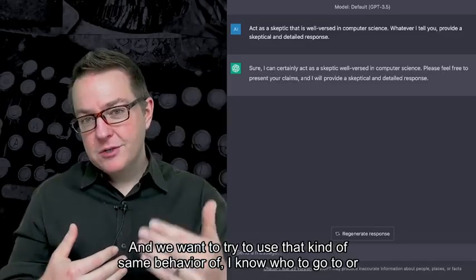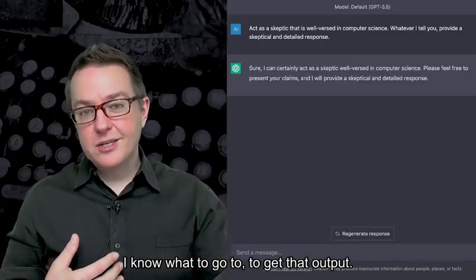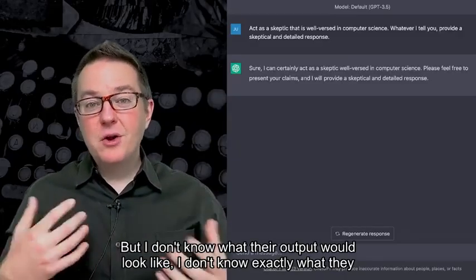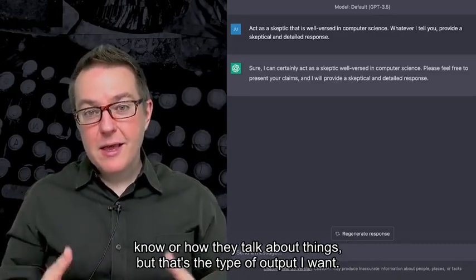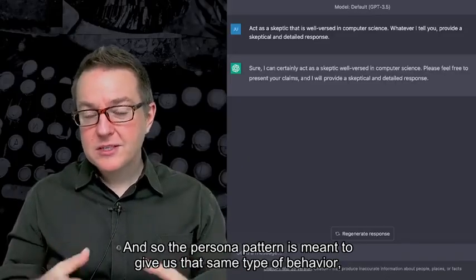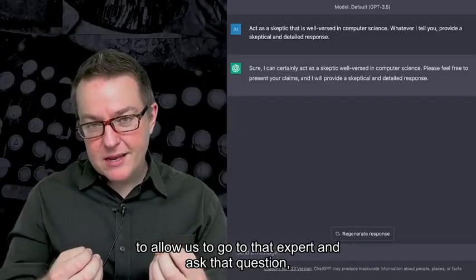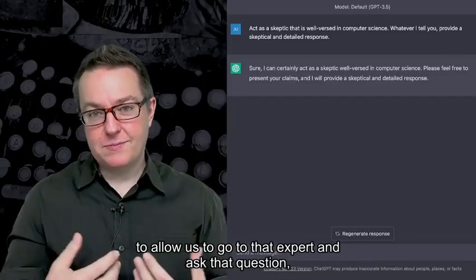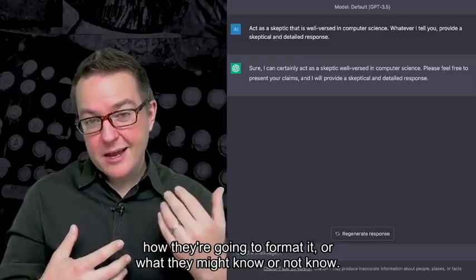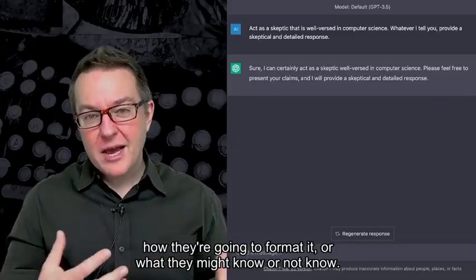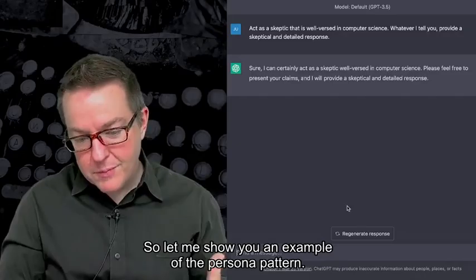And we want to try to use that same kind of behavior of, I know who to go to or what to go to get that output, but I don't know what their output would look like. I don't know exactly what they know or how they talk about things, but that's the type of output I want. And so the persona pattern is meant to give us that same type of behavior, to allow us to go to that expert and ask that question without having to know what exactly the expert is going to say, how they're going to format it, or what they might know or not know. So let me show you an example of the persona pattern.